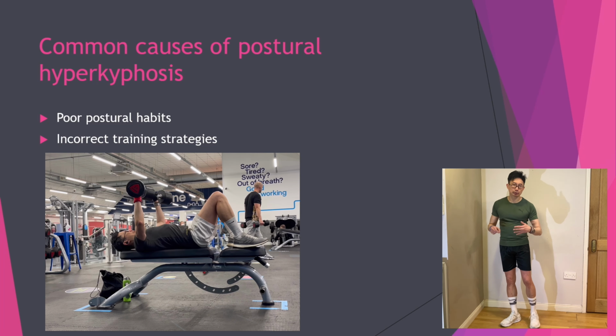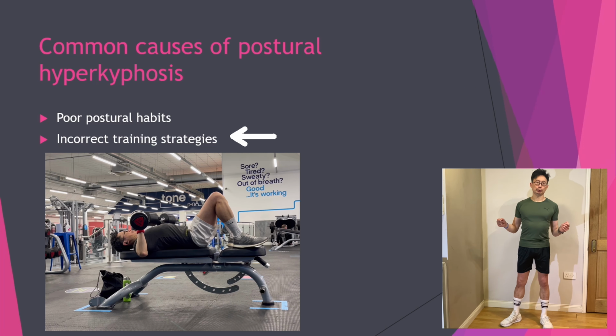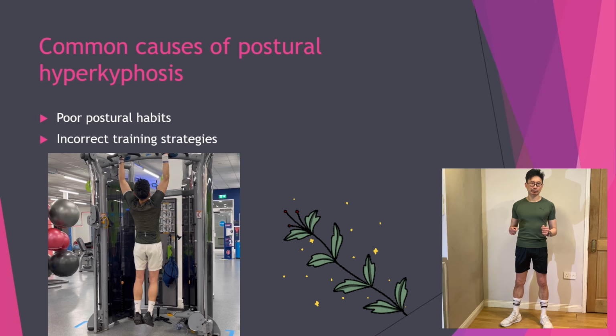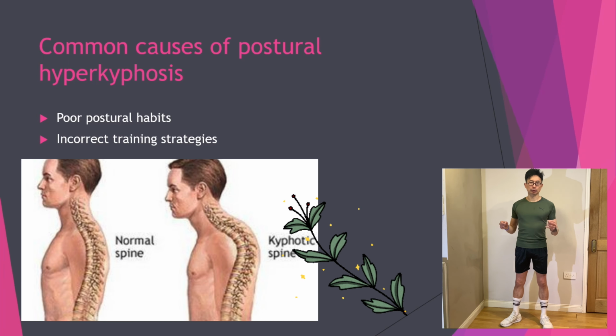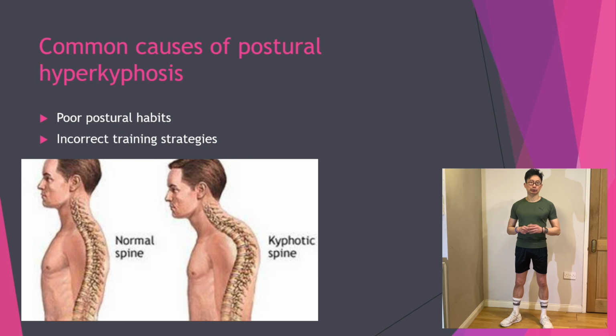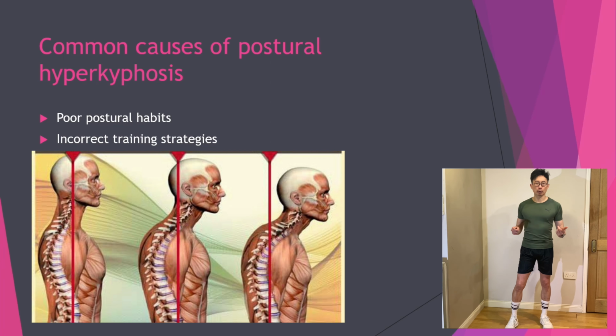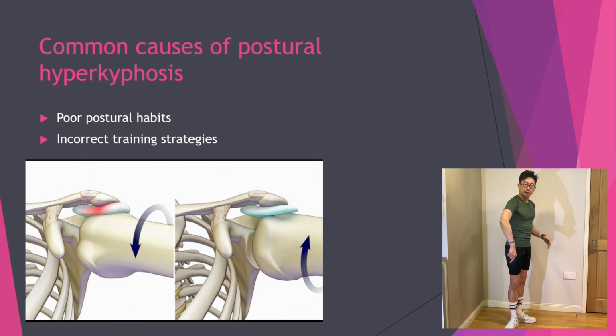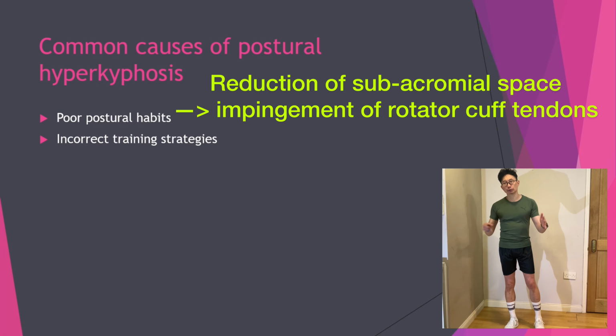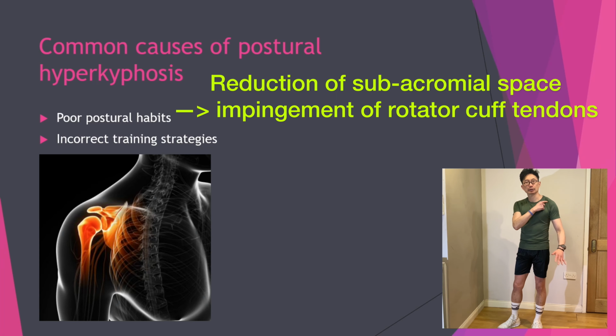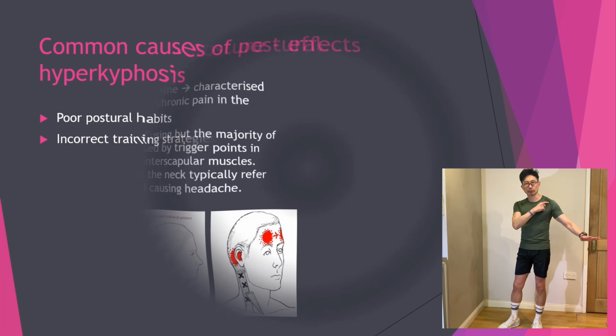Muscle imbalances are often seen in a gym when people focus on the chest and ignore their backs, leading to hyperkyphosis, typically associated with round shoulders, forward head posture, and internal rotation of the shoulder joint, leading to a decrease in subacromial space and impingement of the rotator cuff tendons.